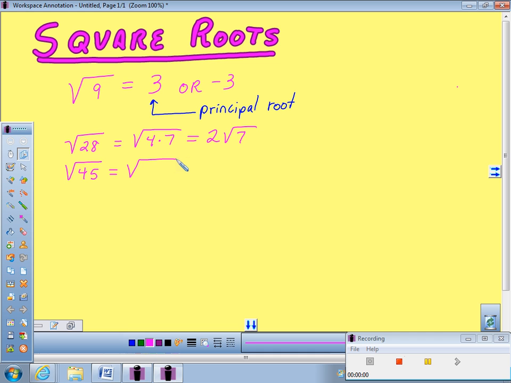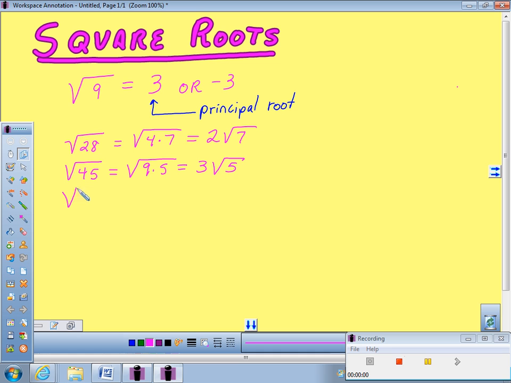Does 9 go into 45? Answer is, of course, yes. So we have 9 times 5. And since the square root of 9 is really 3, I can take that out of the root, and I leave the square root of 5 inside the root. So I'm left with 3 times the square root of 5.